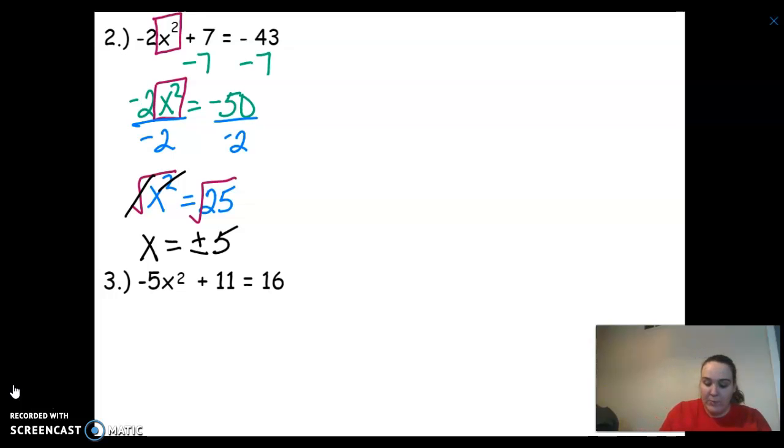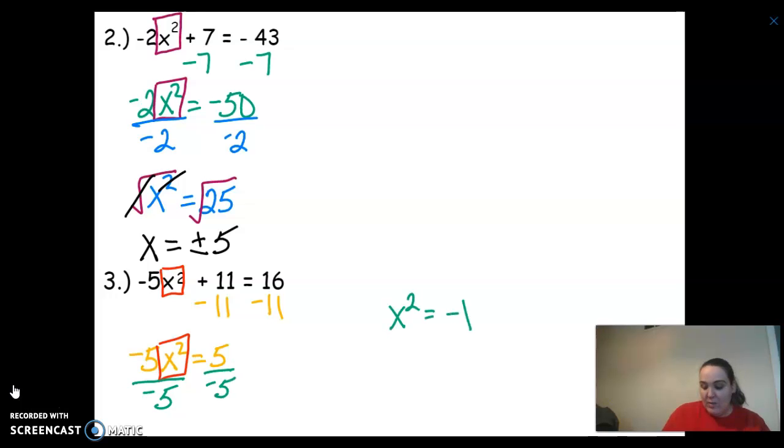Here's the third example. If you have not already, write it down and say, here's my squared term. If I go to solve this to get x by itself, first I might want to subtract 11. Negative 5 x squared equals 5. My squared term is still right here. I'm going to get rid of that negative 5 by dividing by negative 5. So now I have x squared equals negative 1.